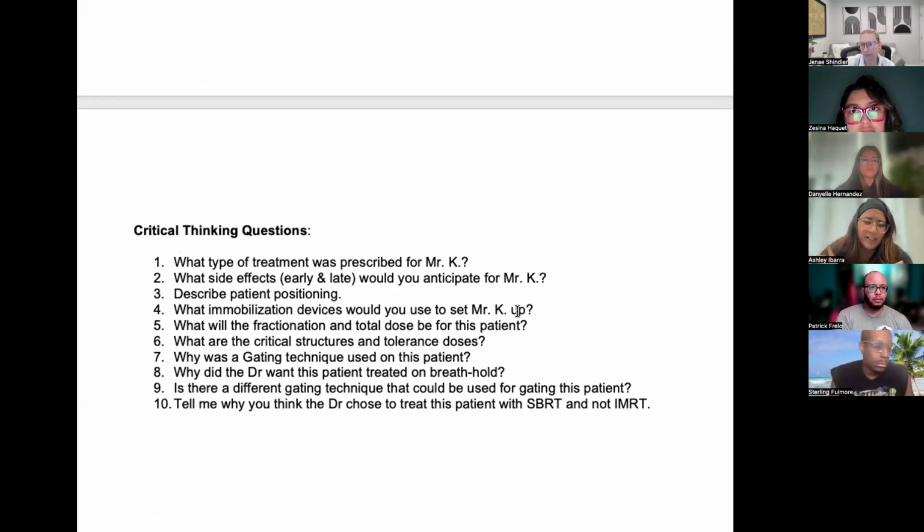Well, at our facility, we had an SBRT board, so it had a lot more indexing. And then they also use compression. Oh, okay, like a ProLock. Yeah, like the bar that locked down. Okay. Did you do that for breath hold also? For SBRT, yes. Okay.